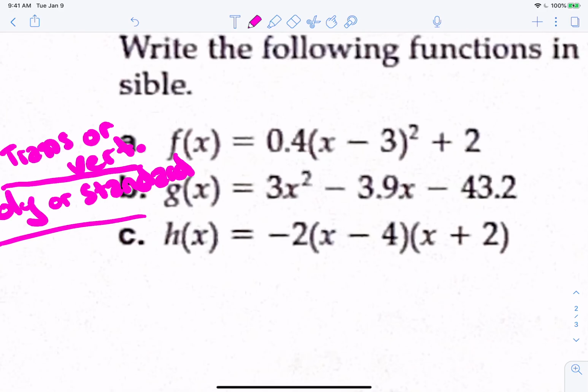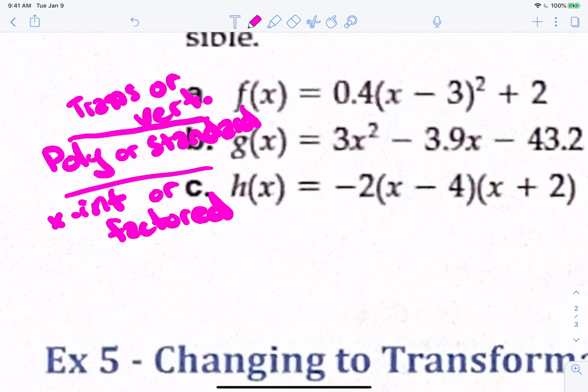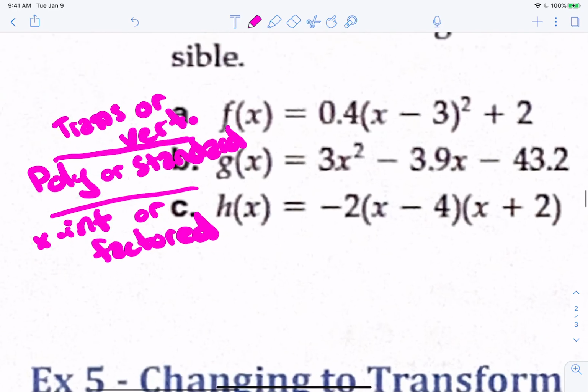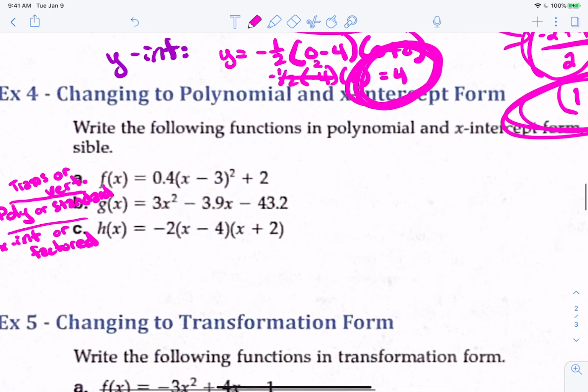C is in x-intercept form, or we call it factored form. Okay? I don't care which one you go by, so I'm putting both. You only have to put one of them. You can either put polynomial form or standard form. I don't care. But I'm putting both now because it's your notes. Okay? So here's what I want us to do. Write the following functions in polynomial and x-intercept form.